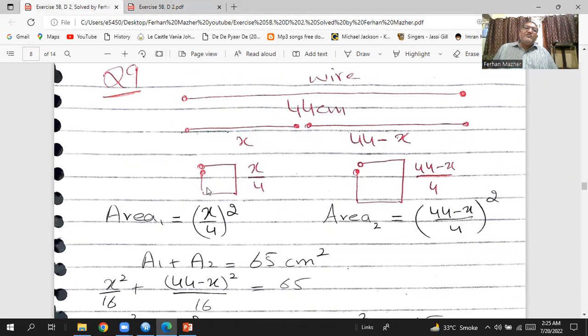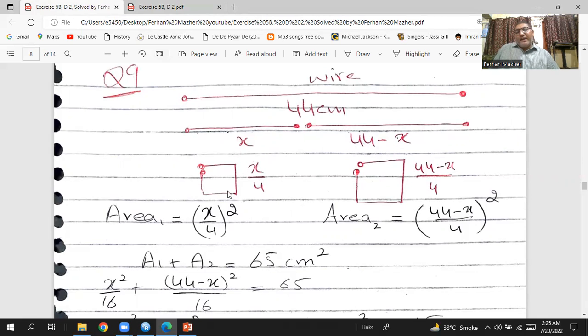So now this piece is bent to form a square. So the total length is x when you made the square. So the length of the side of that square will be x by 4. The perimeter of this square is x. Now this piece of the wire is 44 minus x centimeter long. So you bend it to form a square. So you made 4 sides out of this length. So each side will be 44 minus x divided by 4. The perimeter of this square will be 44 minus x.